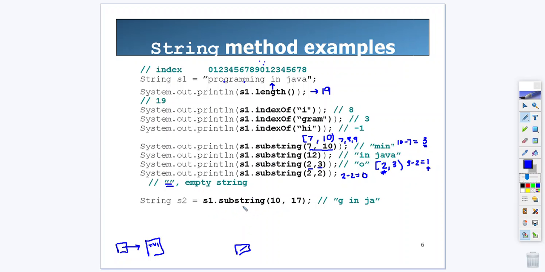So here, instead of displaying, remember we talked about return values. When we have something that's returned, we want to do something with it. One thing to do with it is to print it out. Another thing is to assign it to a variable. So remember, here we're talking about from 10 inclusive to 17 exclusive. So that's only going to be 7 characters. So starting from 10, which is here, and stopping right before there is going to be G space in space JA, and that's it. And that's assigned to a different string called S2.